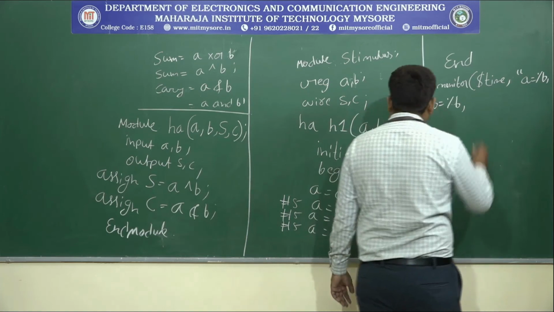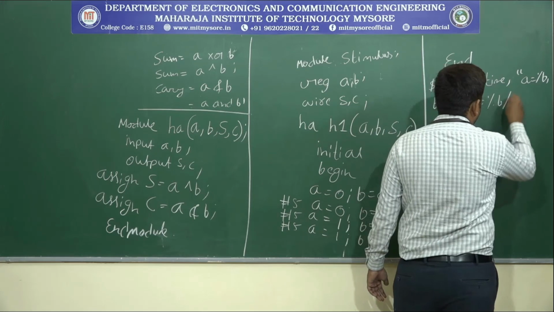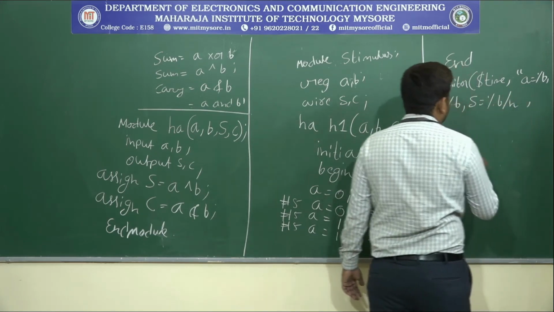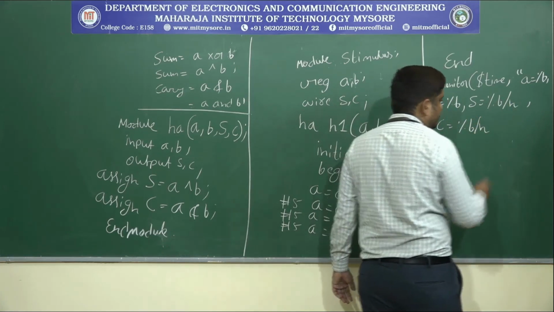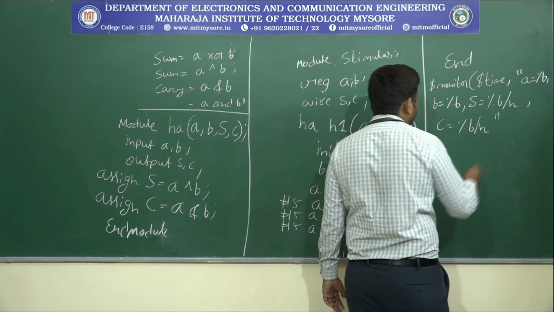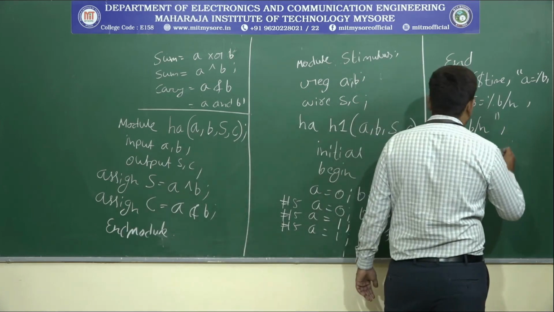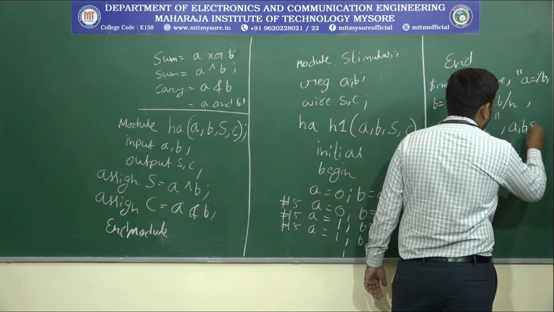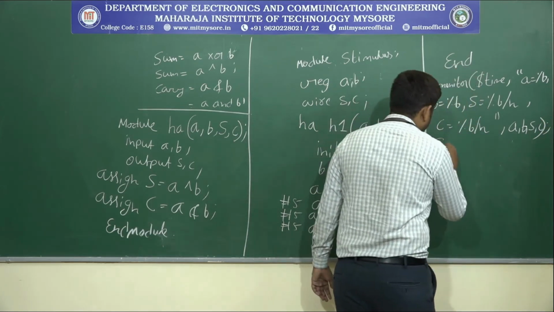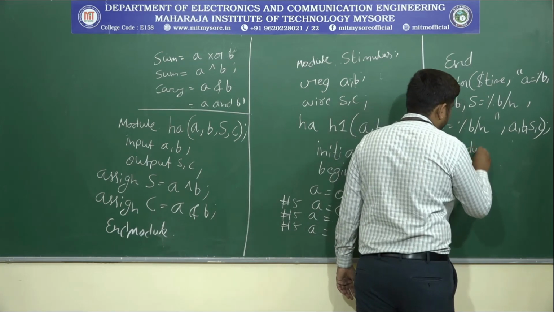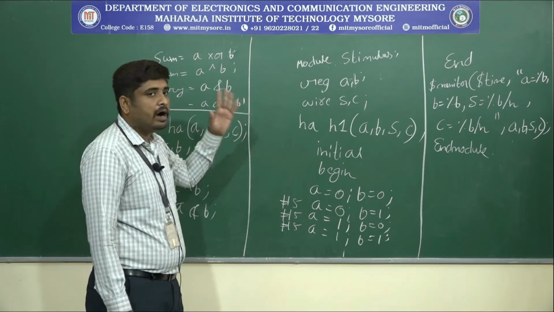So what are the outputs here? S is equal to percentage b, followed by a new line, then comma, then carry C is equal to percentage b, followed by a new line. After this the quote is closed, then you have to list the information being displayed, that is A, comma B, comma S, comma C, ended with a semicolon. Then finally end the module. Okay, this is the stimulus block with respect to a half adder circuit.